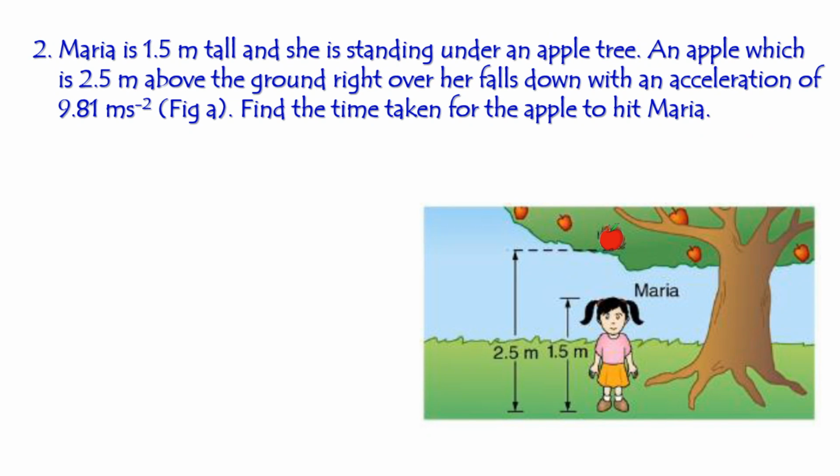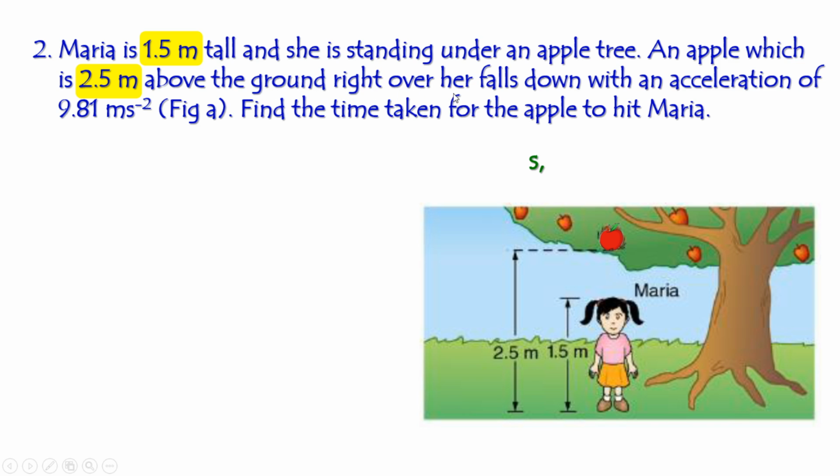Question 2. The question is a bit long. Maria is 1.5 meters tall. She's standing under an apple tree. It is the apple tree. An apple which is 2.5 meters above the ground. So there are so many lengths, 1.5 and 2.5. Which one should we use? Maybe we discuss the question now and then check it later.